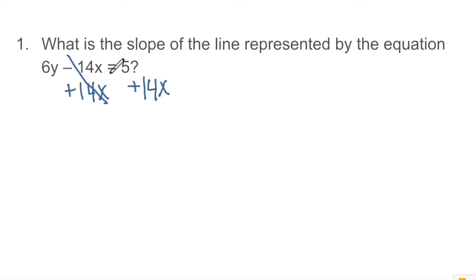So now we've added 14x to both sides of the equation, so we didn't change the equation, right? All we did was move this -14x to the right-hand side. So let's rewrite our equation now after this operation. On the left, all we have left is a 6y equals, let's see, over here we have a positive 14x and we have a 5.